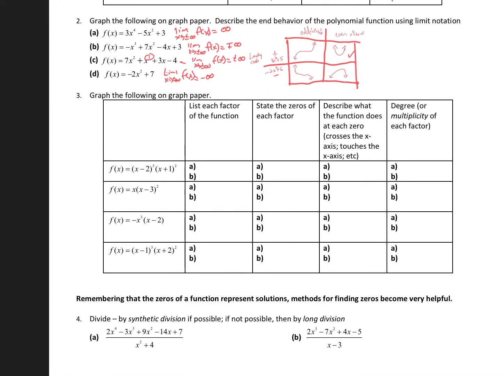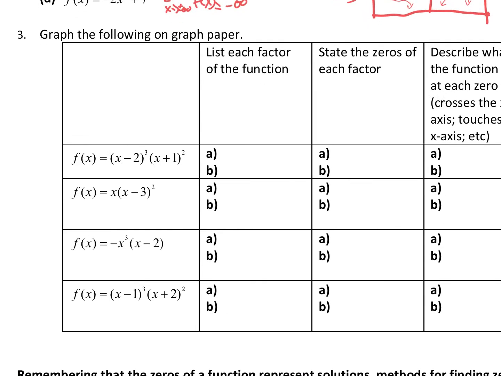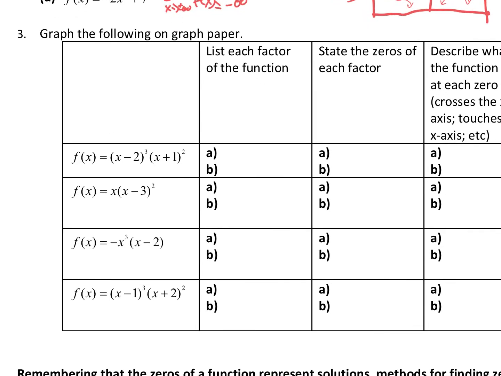All right, now let's talk about factors. The factors of each problem are all the things multiplied together when we factor it. So the factors in this case would be x minus 2 and x plus 1. This would be x and x minus 3. This would be x and x minus 2. This would be x minus 1 and x plus 2.